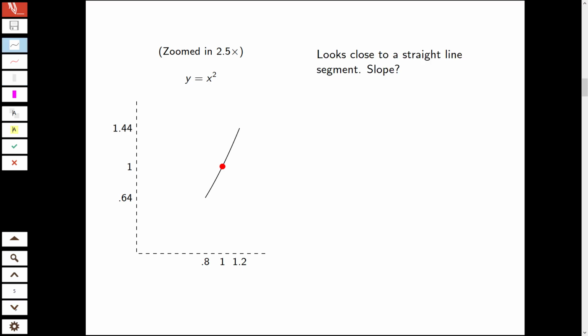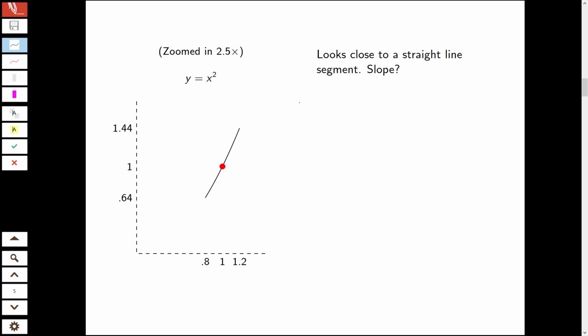Now, notice that this looks pretty close to a straight line segment. There's a slight noticeable curvature still, but it's pretty close to a straight line segment. If we pretend that it is a straight line segment, what we could do is try to compute the slope of this segment. In order to get the slope, we need 2 points.